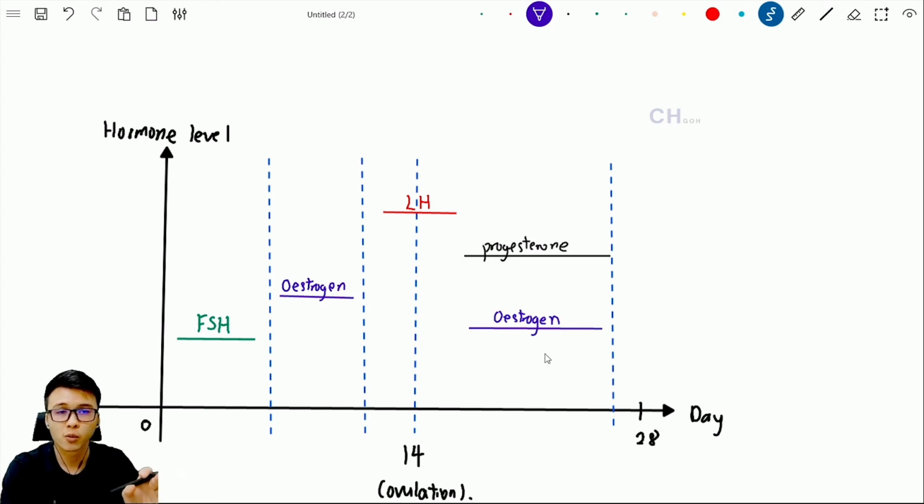So for this graph, what you guys need to do is just memorize the peak hormone in different stages. Then it will be super easy for you guys to memorize this graph.